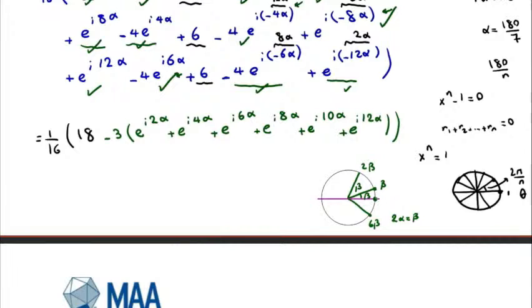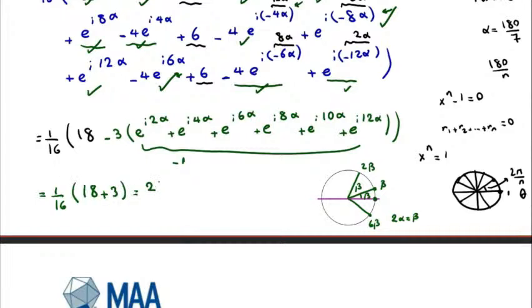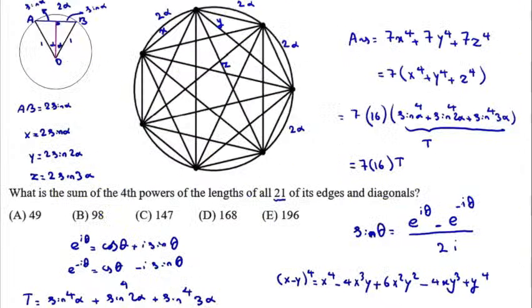If we have 1, the sum of all of them will be 0. So this part plus 1 is 0, so this part will be negative 1. And it will be 1 over 16. 18 plus 3 will be 21, so 21 over 16. Now, because it is 21 over 16, if we replace here 7 times 16 times 21 over 16, the 16 will be cancelled. 7 times 21 is 147, and the answer is C.